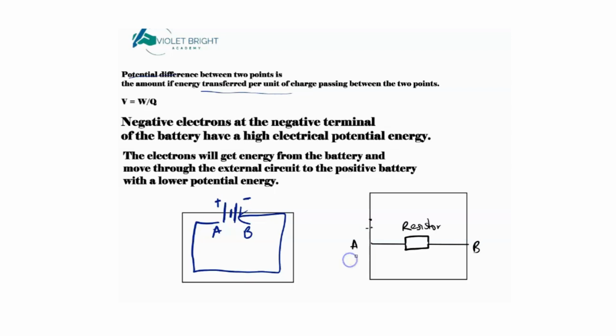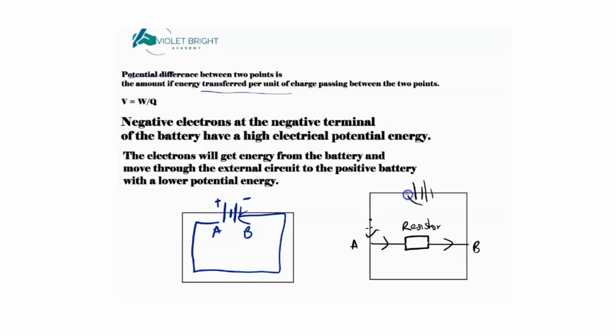Now suppose this is resistors in parallel. Remember, the potential difference between a particular point will be the voltage that will be moving from point A till point B. So this is the potential difference that we're talking about.